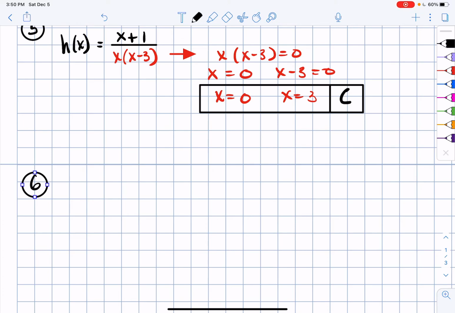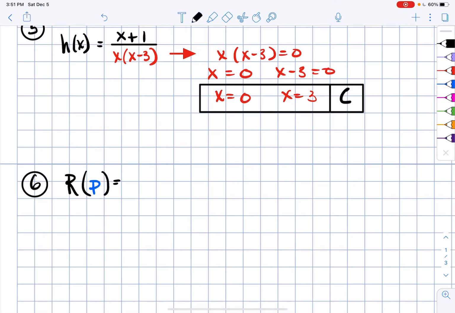All right, for 6, what is it asking for? It's saying the manufacturer of a CD player has found the revenue in dollars is R of P is equal to negative 5P squared plus 1310P, okay? What you've got to notice is that because this P is in the parentheses, this is your so-called X value and the R is your so-called Y value. So that's what you have to remember, all right?